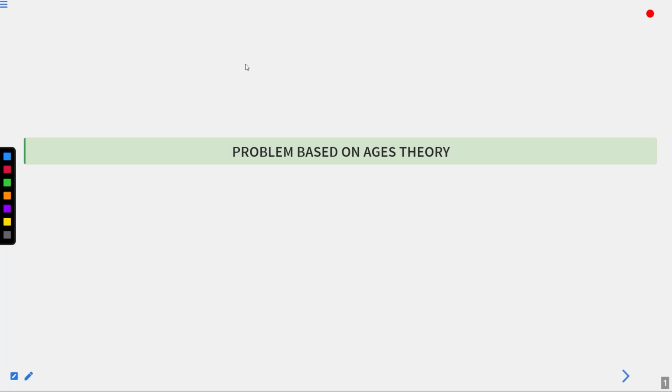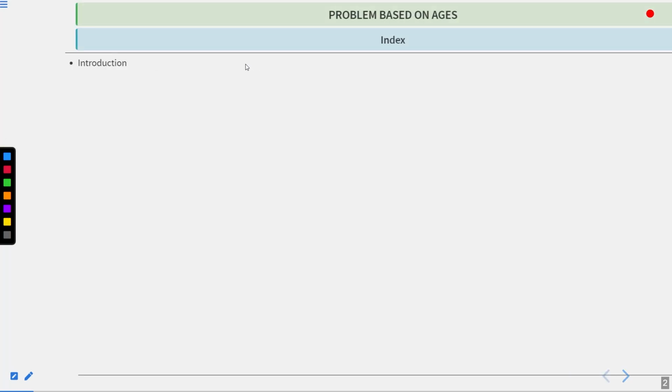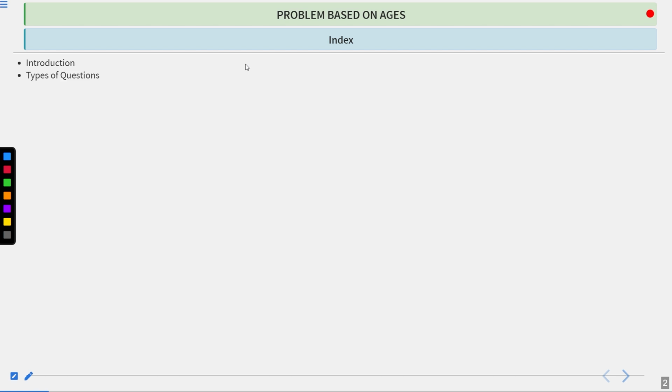Hello students, in today's class we are going to discuss problems based on ages, theory part. Now the index is: introduction of the problem based on ages, types of questions, and some examples 1 to 7.